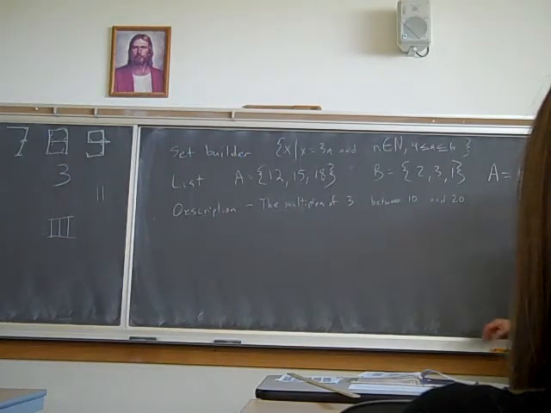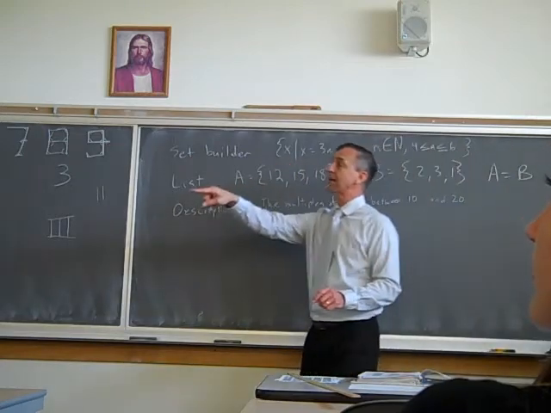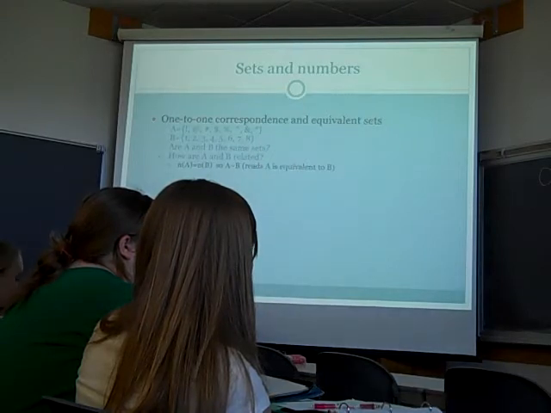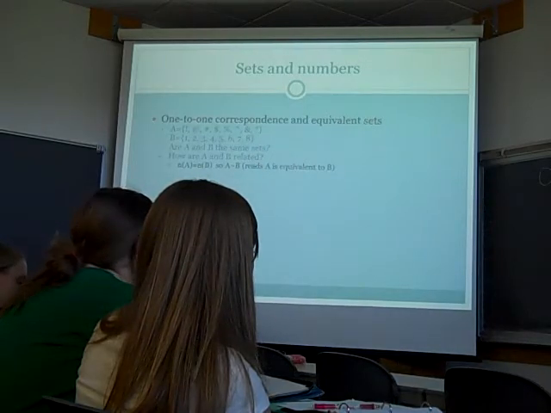The cardinality of A is equal to the cardinality of B, so we say A is equivalent to B. And that little symbol there is the way we're going to write equivalent. It's a little squiggly.